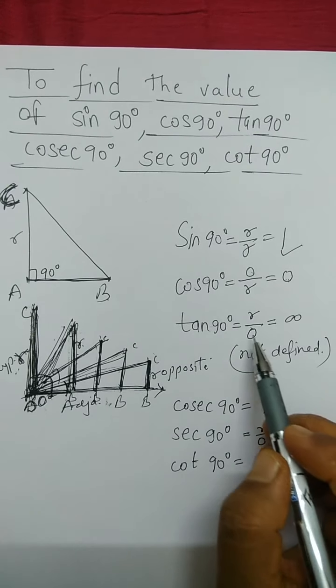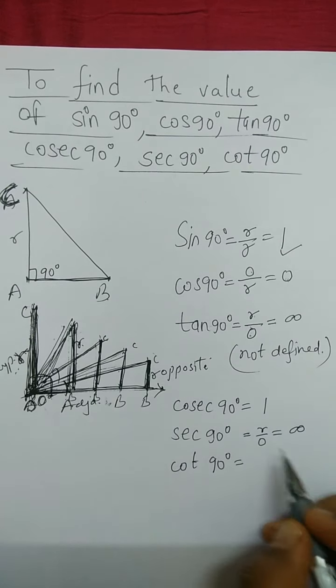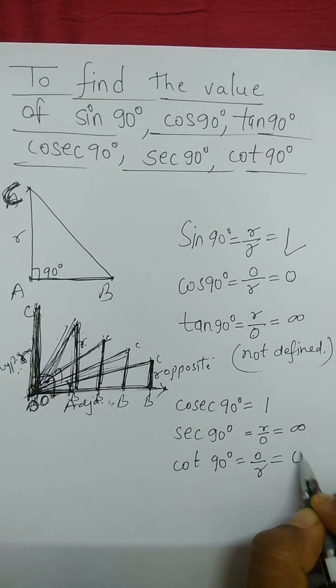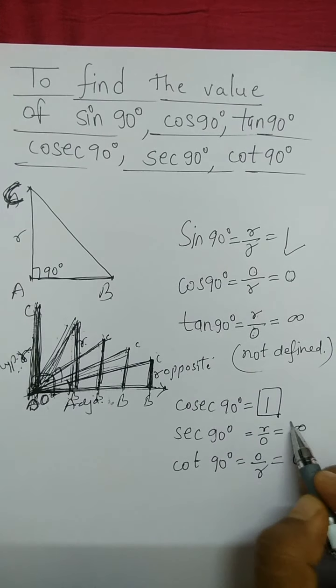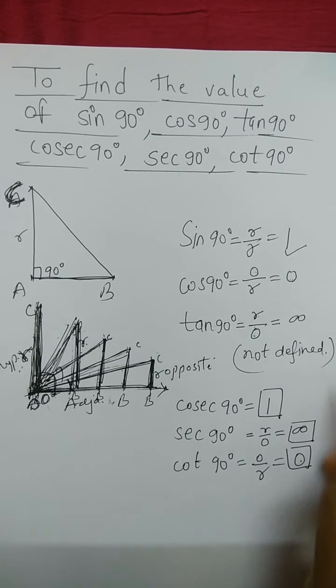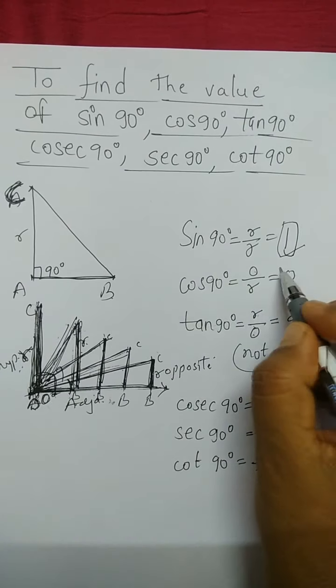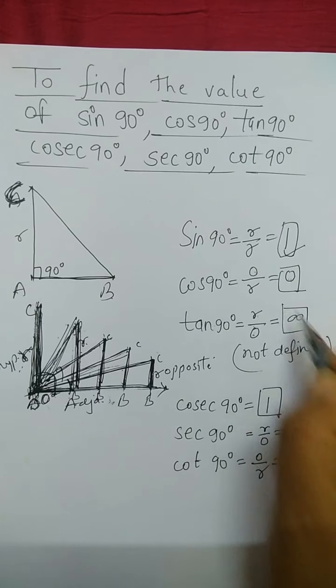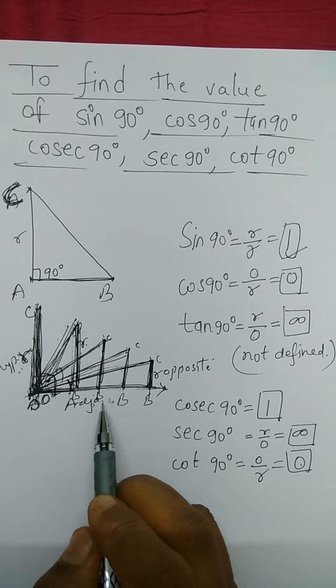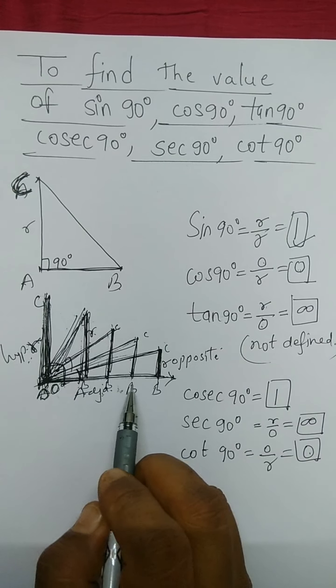Cot 90 degree is the reciprocal of this, 0 by R. 0 by R means 0. Like this, we got the values of all the ratios for 90 degree angle. This is a little bit complicated for you to understand.